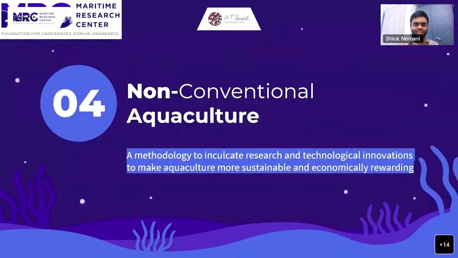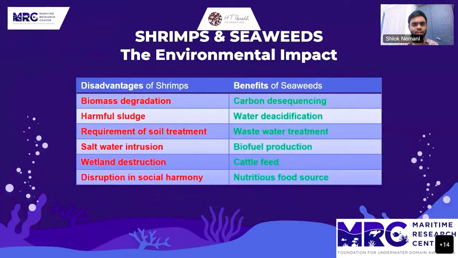So this brings us to the final and last part of the presentation. This is non-conventional aquaculture, where we will be incorporating research and technological innovations to make aquaculture more sustainable. It is a notion which we as a research community are seeing to integrate into aquaculture. So in these two, we can see that shrimps have a lot of disadvantages for the environment, while the benefits of seaweeds are countless.